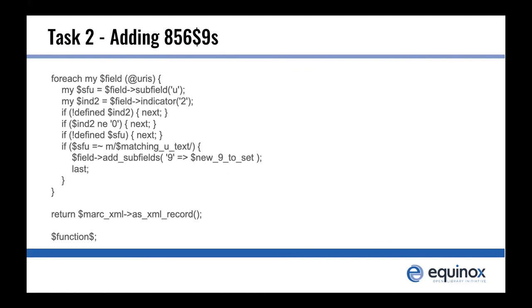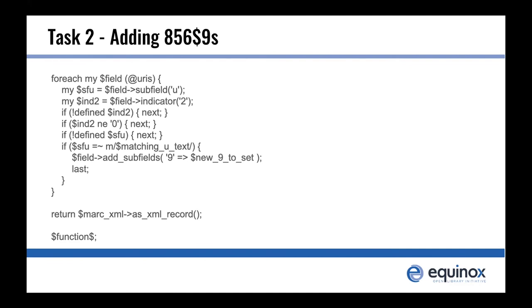And then I'm doing the work for each of the fields inside the 856 list of URIs. And it's important to note that by using MARC record and MARC field, these are not going to be the actual XML nodes. These are MARC record and MARC field objects that you're going to be manipulating by those rules.